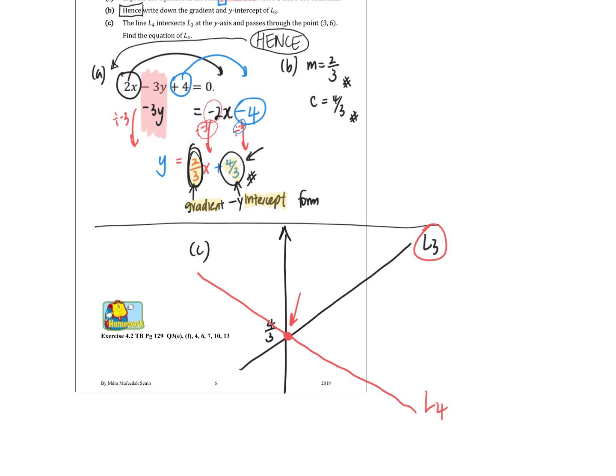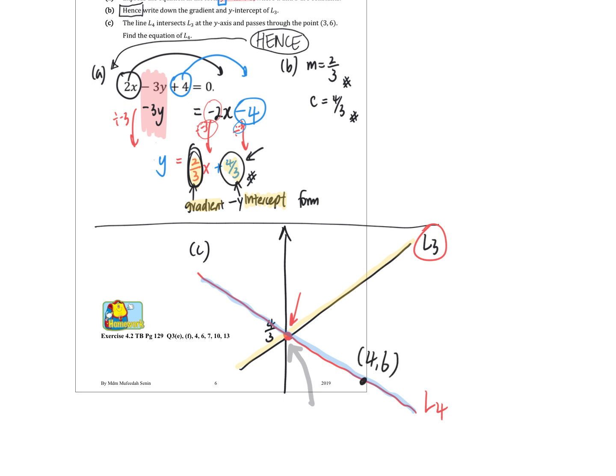So this is my line 3. This is my line 4. And why I drew it this way is because they tell me that they intersect at the y-axis. And that is the point where line 3 cuts the y-axis, so it has to be there, no other point. Okay, then they also give me another hint that this line 4 also passes through the point 4, 6.